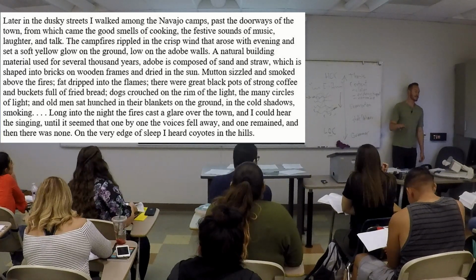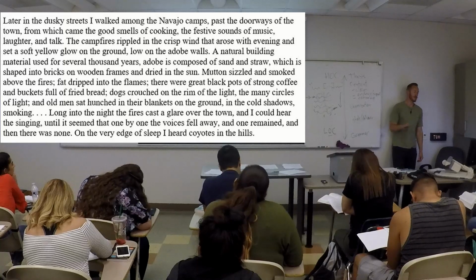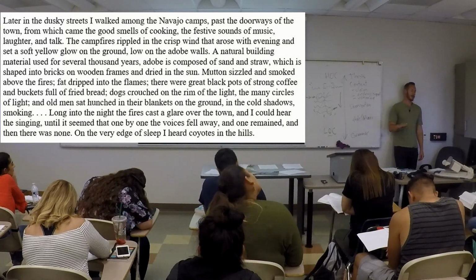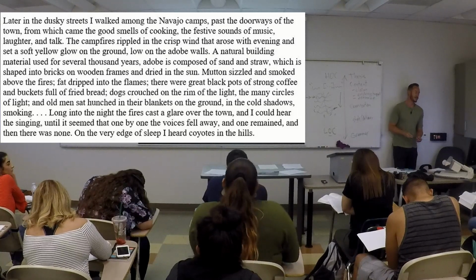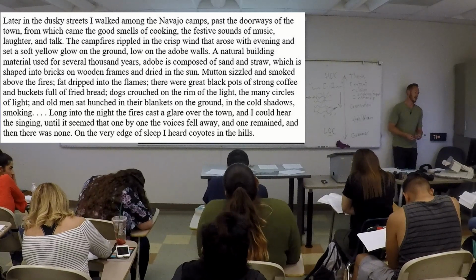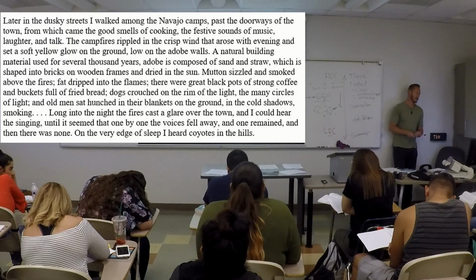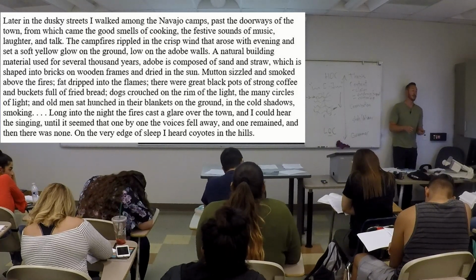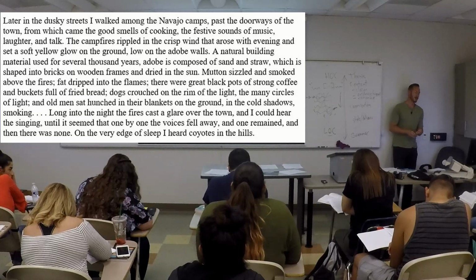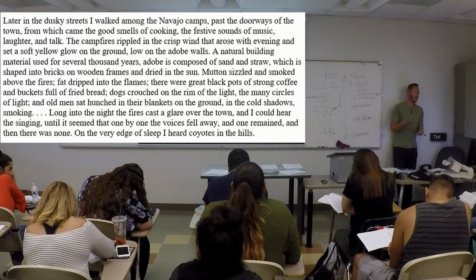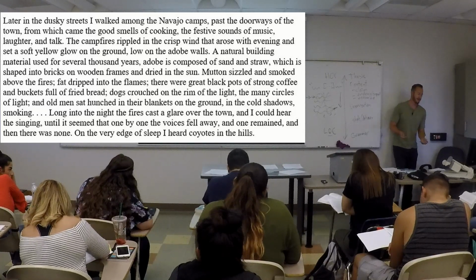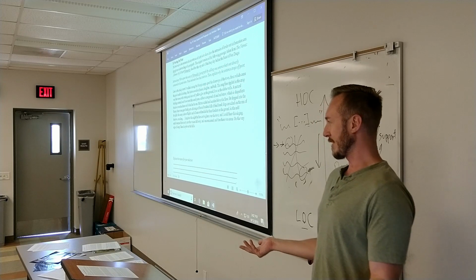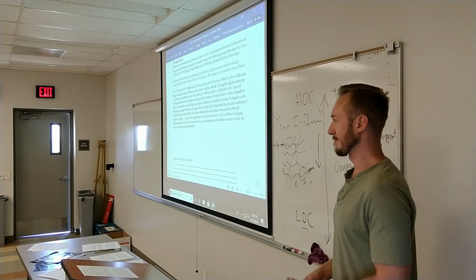Later, in the dusky streets, I walked among the Navajo camps, past the doorways of the town from which came the good smells of cooking, the festive sounds of music, laughter, and talk. The campfires rippled in the crisp wind that arose with evening and set a soft yellow glow on the ground, low on the adobe walls. A natural building material used for several thousand years, adobe is composed of sand and straw. What is this, a 5th grade report on missions?